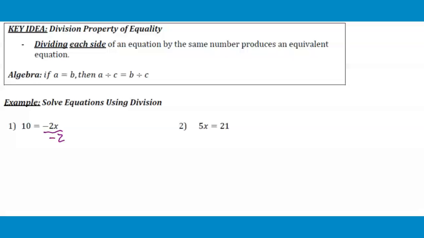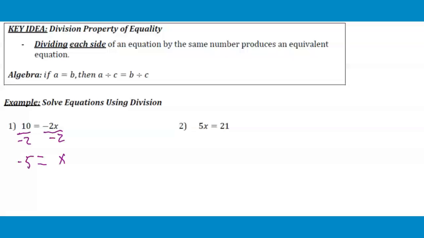I want 1 times x, because 1 times x is still x. But whatever I do to the right side, I have to also do to the other side. And now, on the right side, I got my x by itself. It's a positive x. That's why I divide by -2. That coefficient in front is -2, so we divide by that coefficient. 10 divided by -2 is 5. Signs are different, so it's -5.